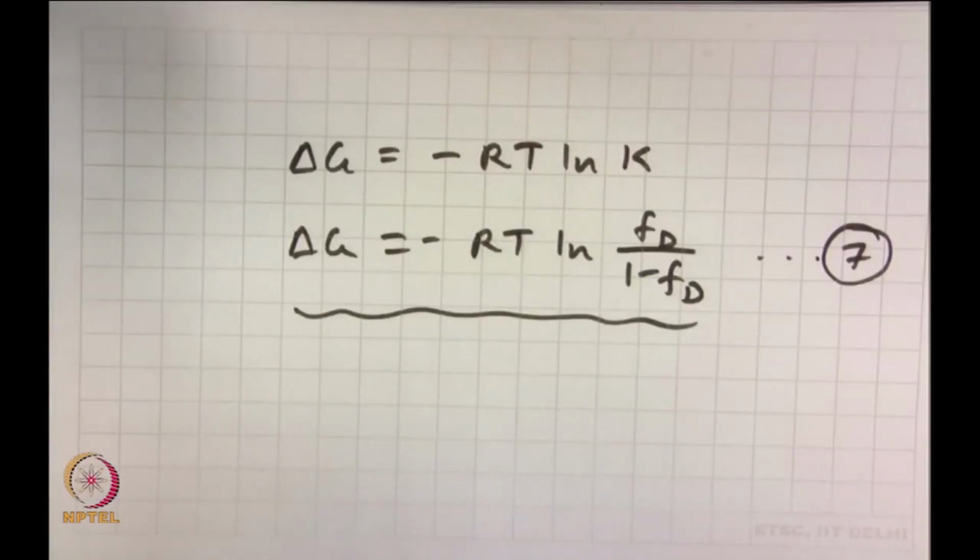See, by doing this, you have actually achieved a huge thing. You have related delta G to what? You know delta G is related to k equilibrium, but not only that, you know k equilibrium is related to f of d, which is related to y, y n and y d. So, you have related delta G to your change in observable.